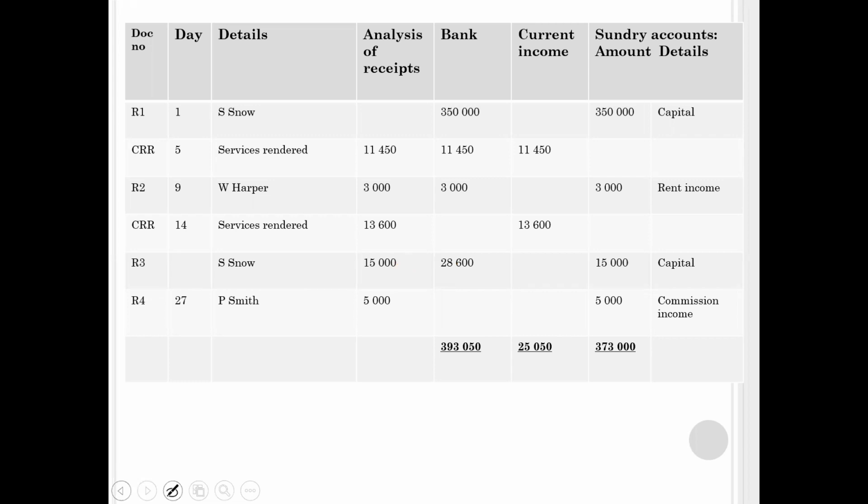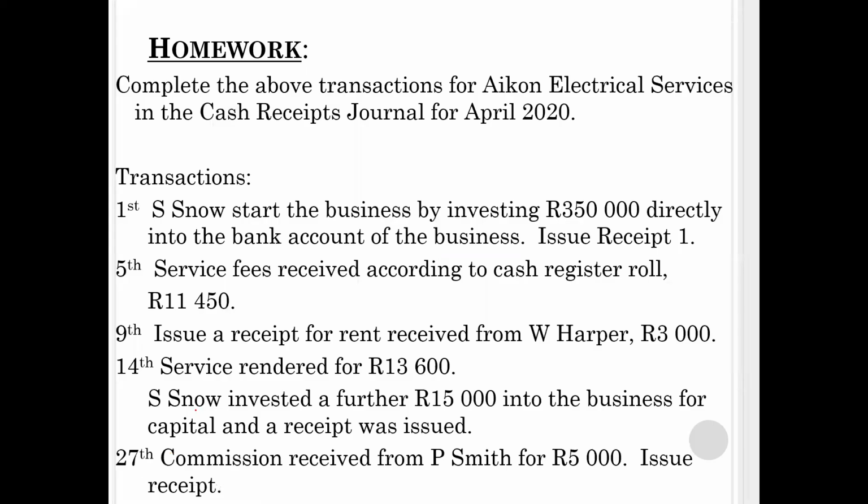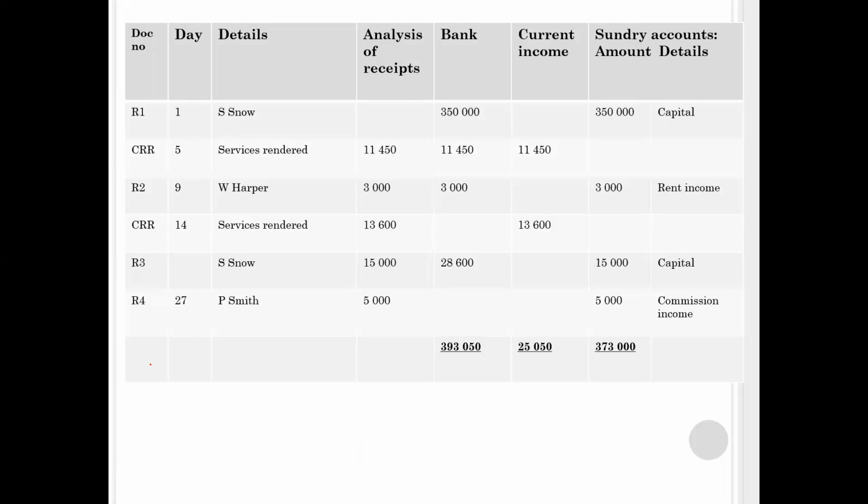Okay, let's just quickly go back for the last one. So on the 27th, commission receipt from P. Smith for 5,000 Rand, issue a receipt. So remember, it's commission. We've got a name, P. Smith, 5,000 Rand, and the source document is a receipt. So we are now with receipt number 4 on the 27th. We've got a name, P. Smith. 5,000 Rand goes to analysis because it was paid with the business.